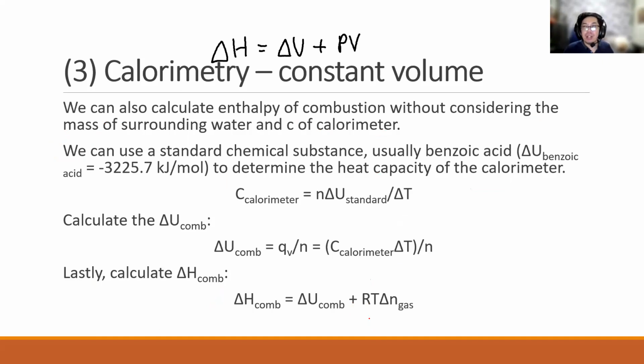Now, there's another concept here. What if you don't have the mass of the surrounding water? What you're given will be a data set wherein you use a standard chemical substance to get the heat capacity of the calorimeter. This is another method to solve constant volume calorimetry. We can actually use a standard chemical substance called benzoic acid. Do you have any idea for the formula and structure of benzoic acid?